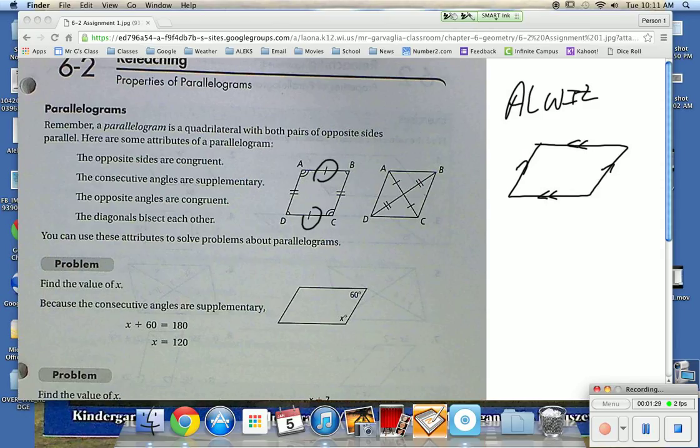But here's the other interesting part. If you create diagonals here, these diagonals split each other in half. Their halves are going to be equal. Last thing is, opposite angles are always equal.